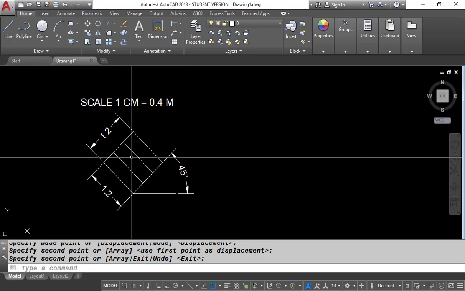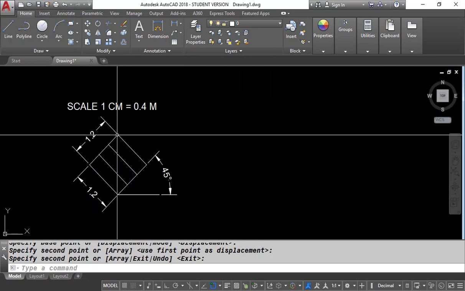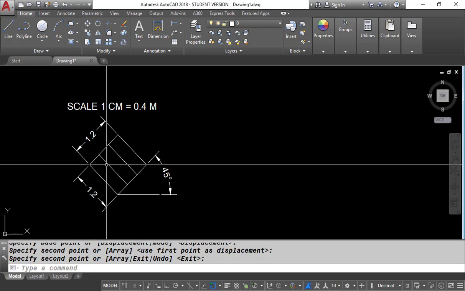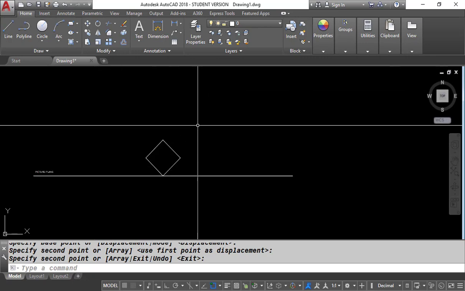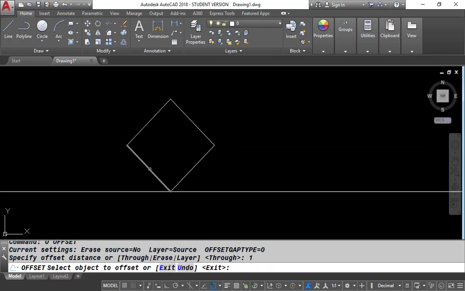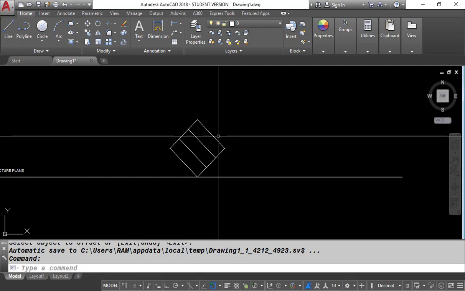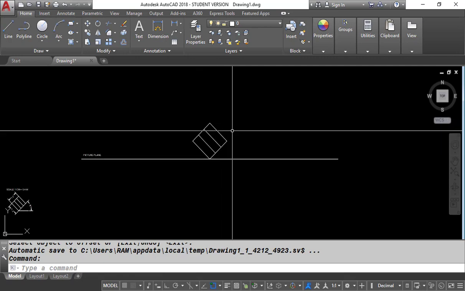Now we also have 3 risers. So here the length is 3 meters. So at a distance of 1 meter, you have to draw these lines. So I am taking the offset 1 meter. So the first step is to draw the plan. So our plan is ready.